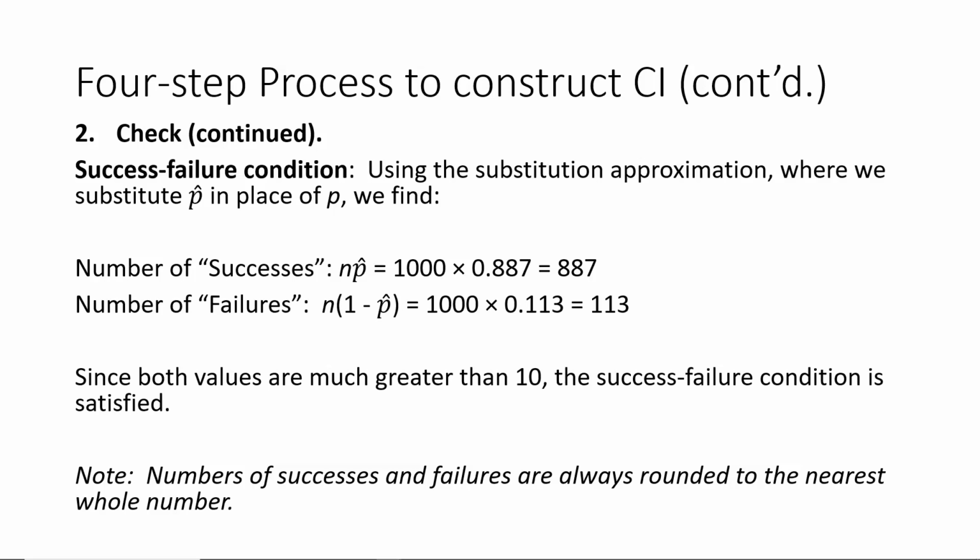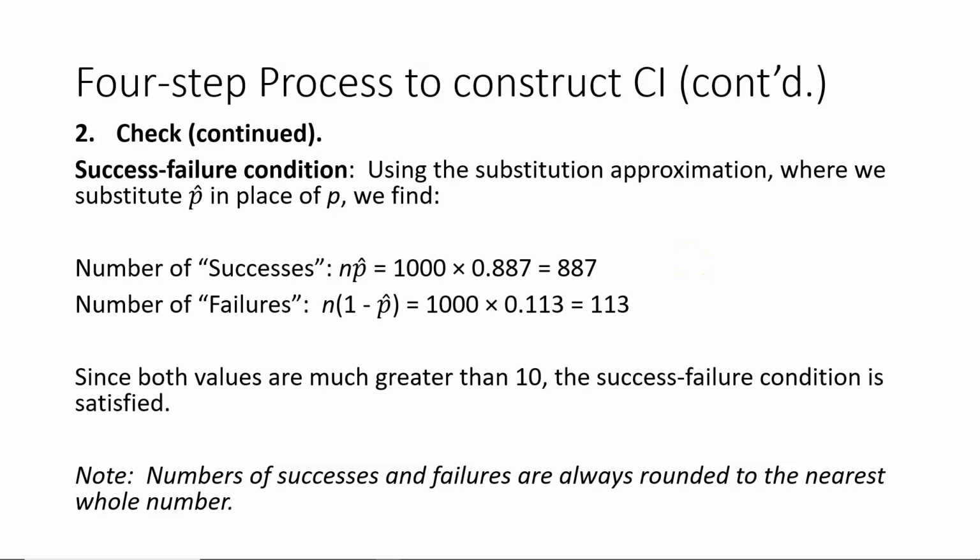Using the substitution approximation, where we substitute the sample proportion in place of the population proportion P, we find that the number of successes given by the formula n times p hat is equal to 887. The number of failures, given by the formula n times 1 minus p hat, we find that there are 113 people that did not vote in favor of the solar power proposal. So since both values are much greater than 10, the success-failure condition is satisfied.